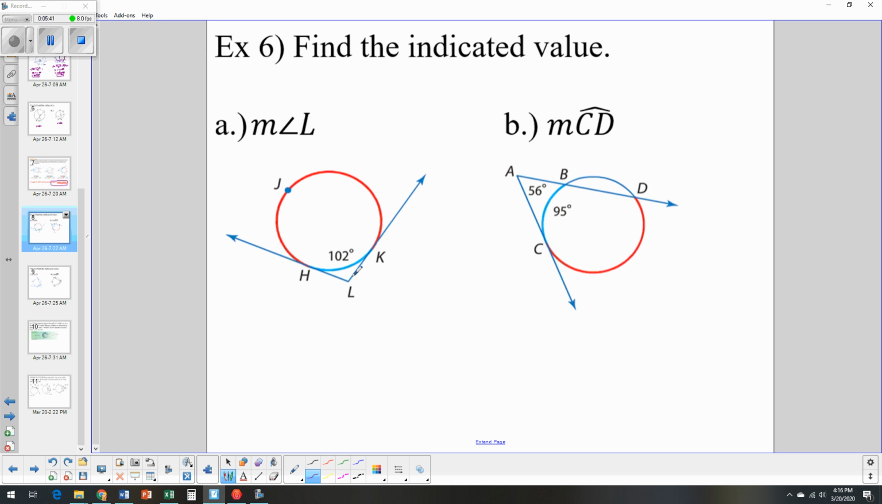They want us to find the measure of angle L, so right in here is going to be our variable. We're going to make a little x. We know this inner arc here is 102 degrees. So I would do 360 minus 102 to get this outer arc. So when I do that, I actually get this is 258.